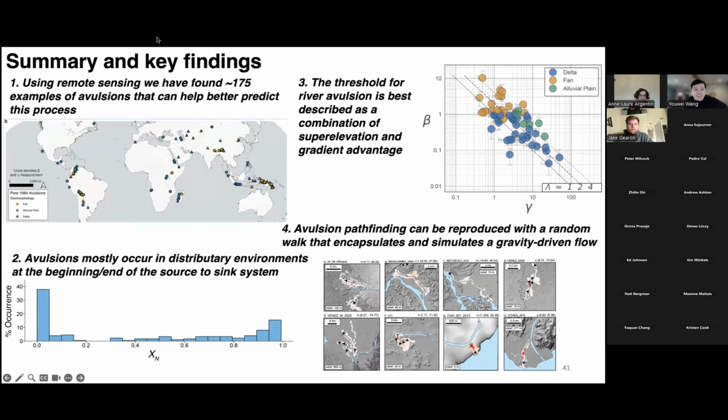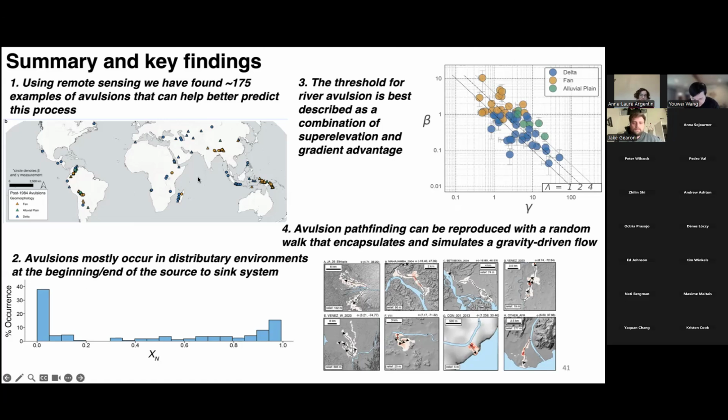All right, thank you, Jake. This is so cool to see everything being united, different factors being considered, and you can even predict where the avulsion could go. So before anyone asks a question in the chat, I can ask one.